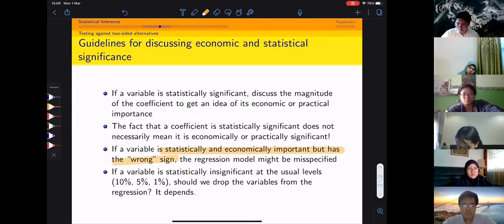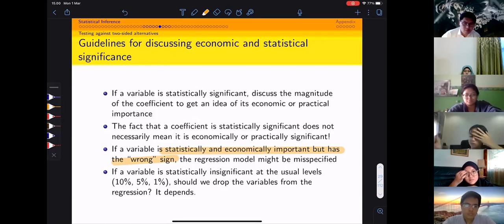Suppose that we predict that the estimated coefficient is positive, but we find that it's actually negative. Well, it could be a sign that the regression model is misspecified. It could also be an indication that you might have left out a variable, in which case you have an omitted variable bias. Okay. All right. So that's some of the issues.